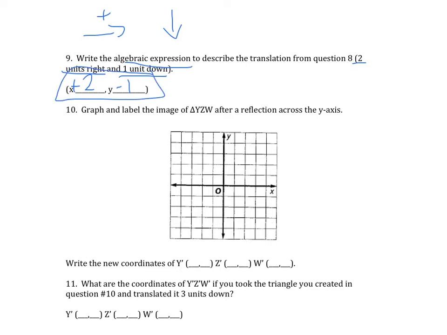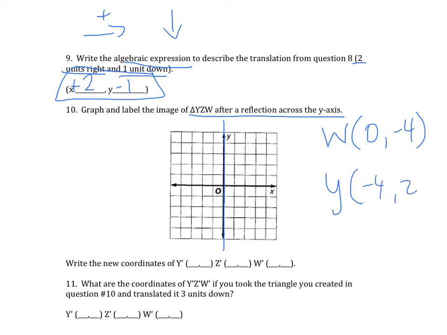For 10, it says graph and label the image of YZW after a reflection across the y-axis. So this is the y-axis. My original points were W was this, Y is this, and Z is 4, 2. If I reflect across the y-axis, the rule is that we would do -x, y. This is our rule.